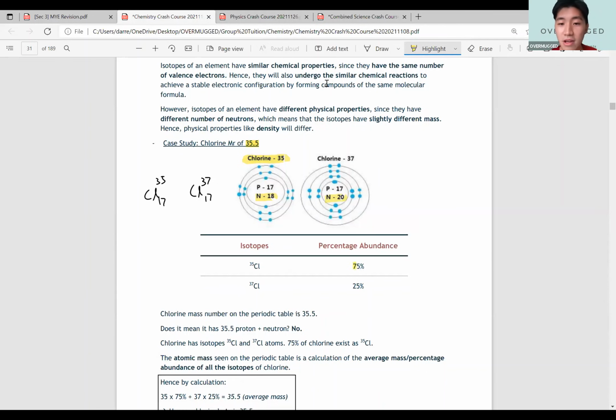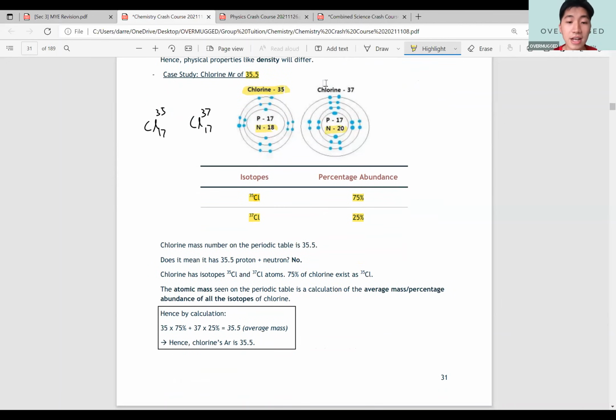75% of the time, you're going to be catching a chlorine 35. Then sometimes you grab, and you're lucky, you caught the rare version of it, you'll get chlorine 37. So chlorine 35 and chlorine 37 exist in different percentages. 75% of the time is 35, 25% of the time is 37.